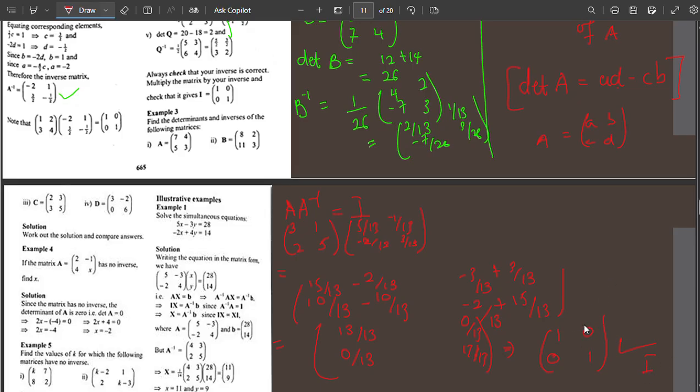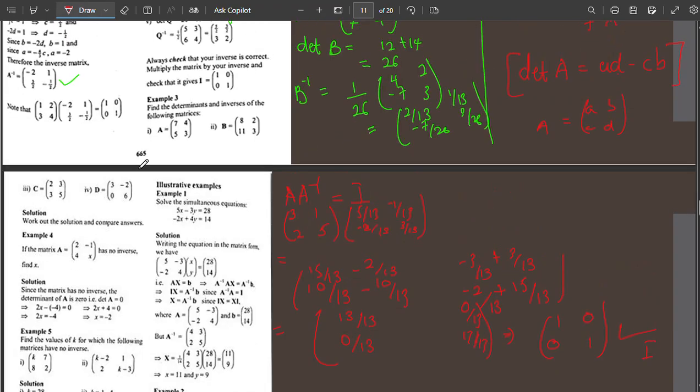Identity elements are always like this. They have ones on the leading diagonal and zeros elsewhere. So we are correct. So you can do the same for all the other examples.